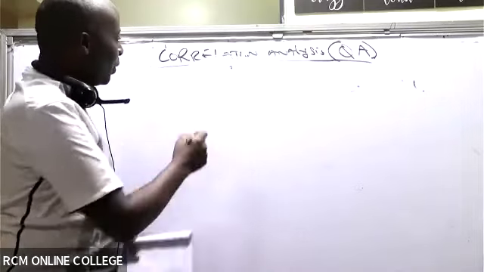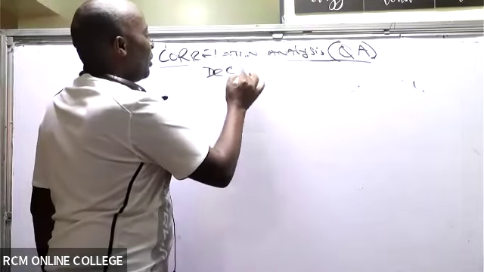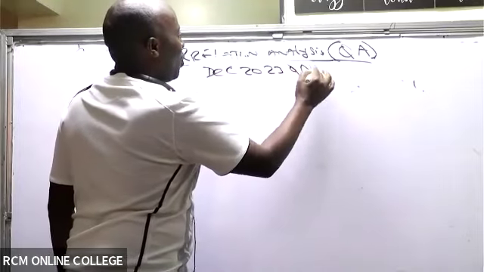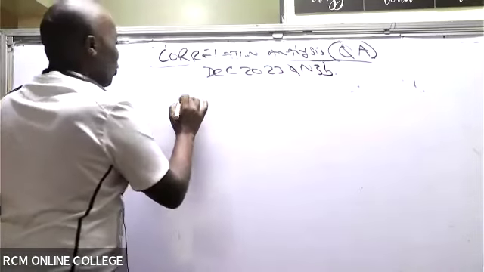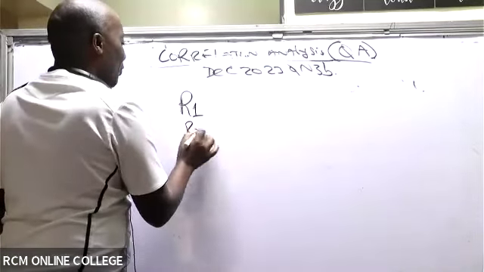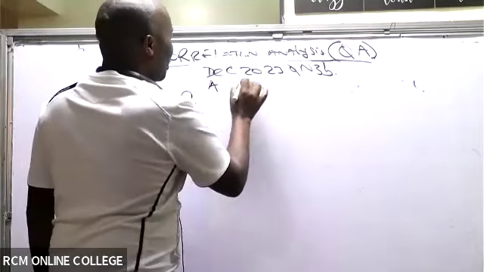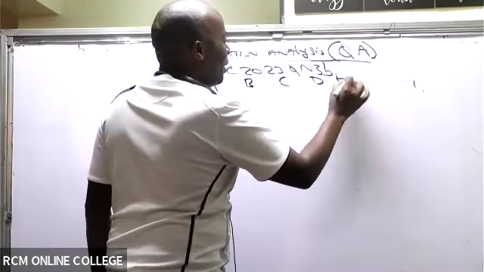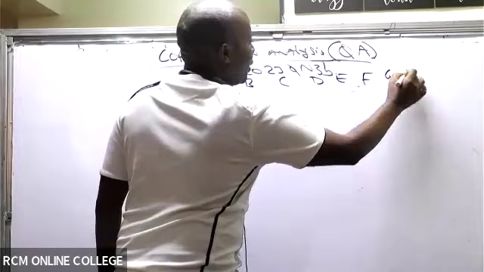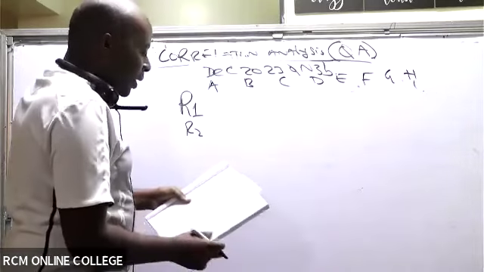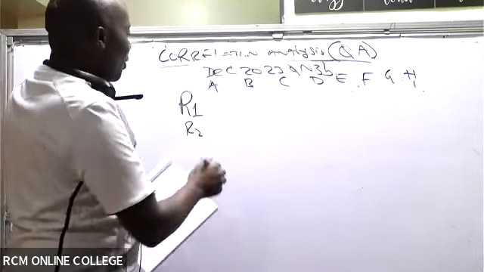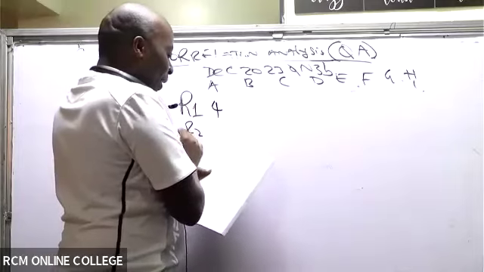December 2023, question number 3B. So we have two ranks there, rank one and rank two. Then we have our customers A, B, C, D, E, F, G through H, like that. And I can see the ranks given to them by R1, by judge one.